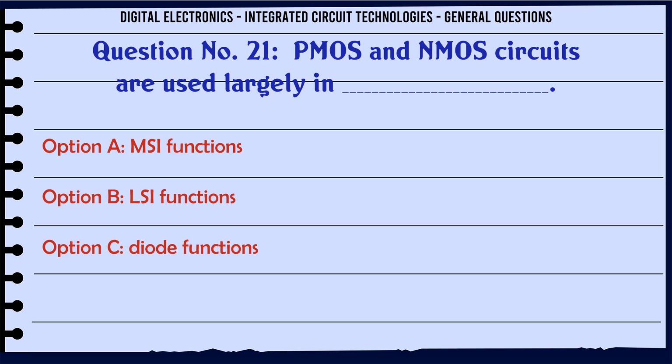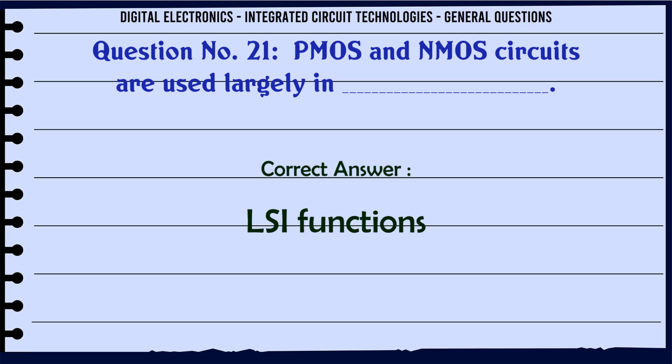MOS and NMOS circuits are used largely in A, MSI functions. B, LSI functions. C, diode functions. D, TTL functions. The correct answer is LSI functions.